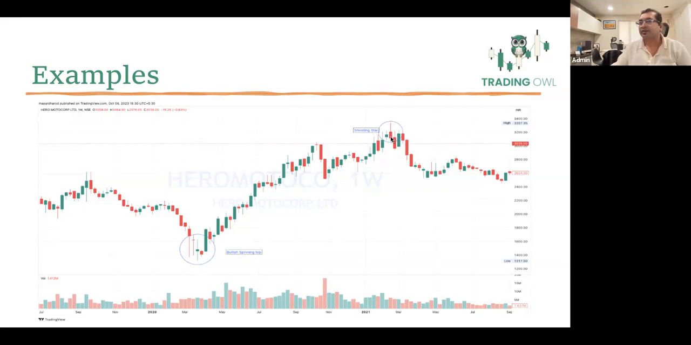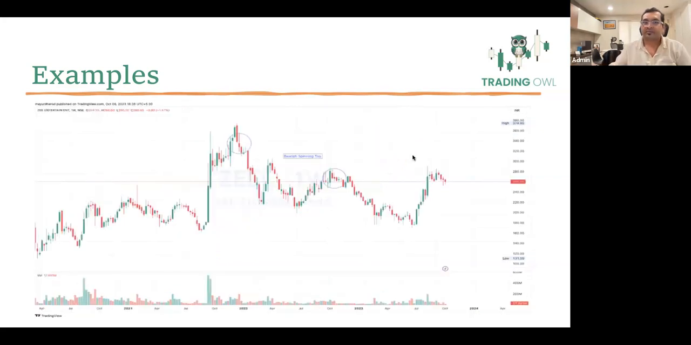Likewise, there's a shooting star over here. So this is, after a rally, the first sign of the price topping out. This is the sign where you start booking profits. Now you have the bearish spinning tops over here. Examples over here. In both the cases, there's a fall soon after that. This is where the rally gets exhausted, or the pullback gets exhausted.